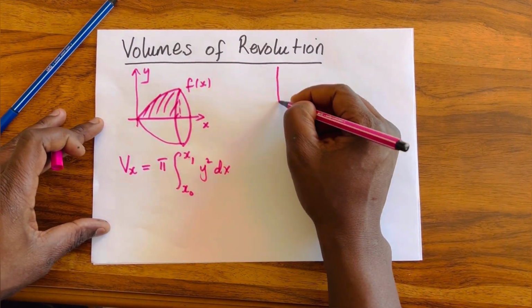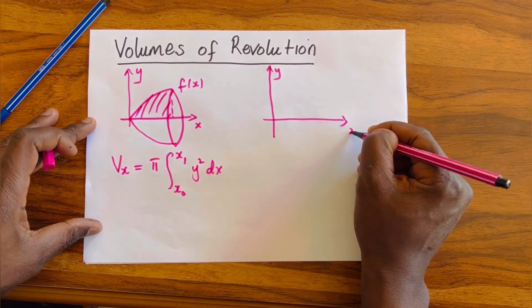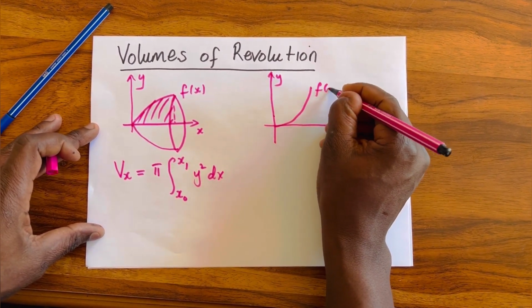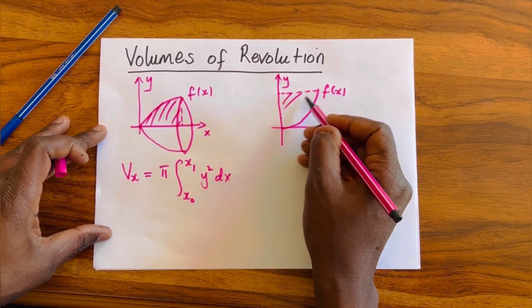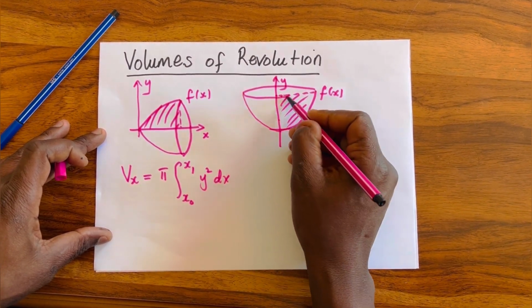The other one we're going to do is rotating about the y-axis. All right, so you have got a shape here. Let's call that again f of x, and you're rotating about the y-axis. So it's this volume here. When you rotate, it sweeps a three-dimensional shape like that here.